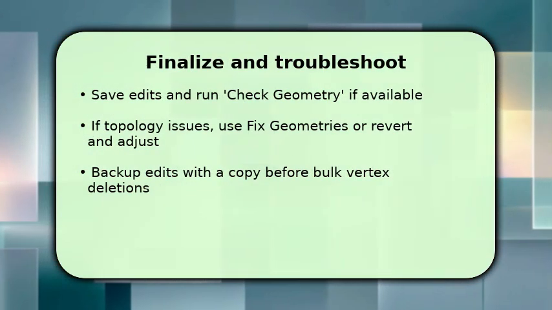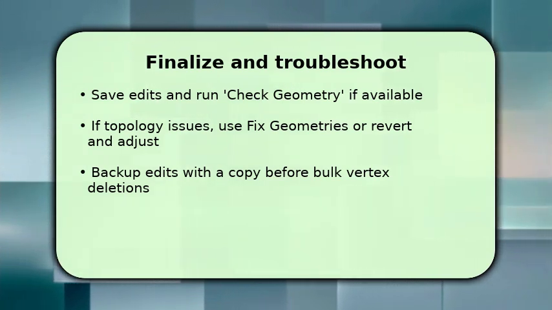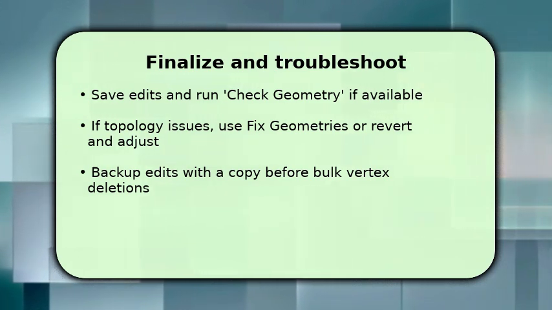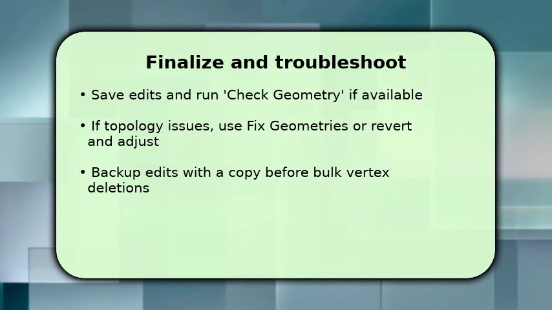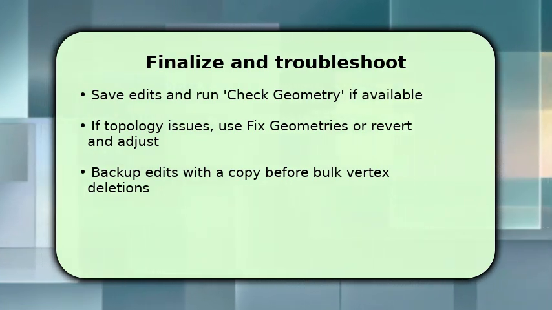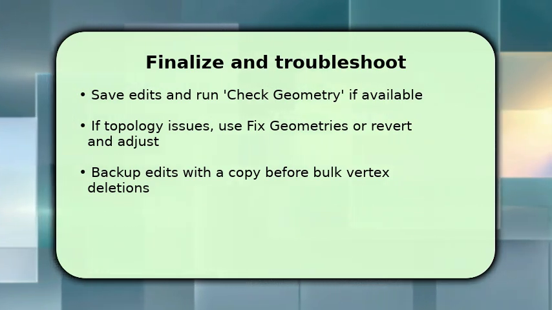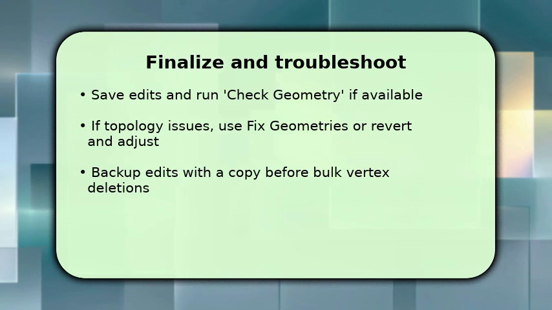Once you're satisfied, save your edits to write the change to the layer. Saving also updates any spatial indexes. If issues arise, run QGIS Check Geometry or the topology checker to find problems and use Fix Geometries to repair simple faults. If the deletion caused unintended gaps, revert the edit, nudge adjacent vertices, and try again.